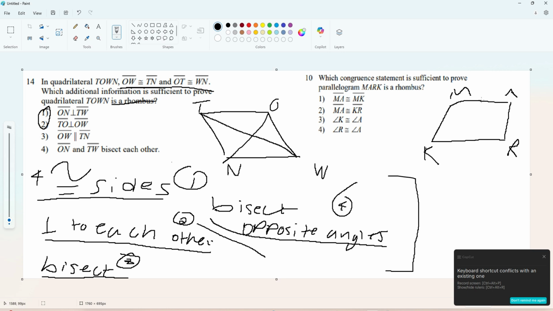Number 1, MA is congruent to MK. Now, look at this. If MA is congruent to MK, that means that KR is congruent to MK. The reason why is that it says that it's a parallelogram. A parallelogram's opposite sides are congruent, meaning that MA's opposite side, KR, is congruent to it. And MK's opposite side is congruent to AR, meaning that it completes the idea that a rhombus is a parallelogram that has 4 equal sides.